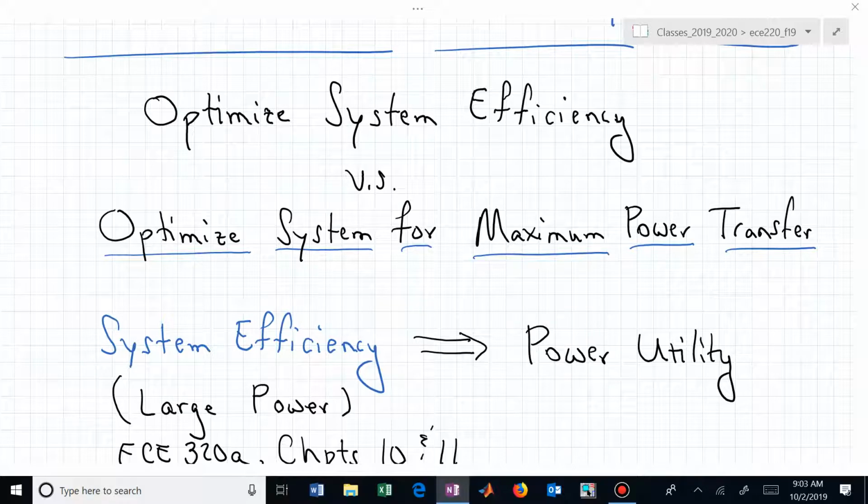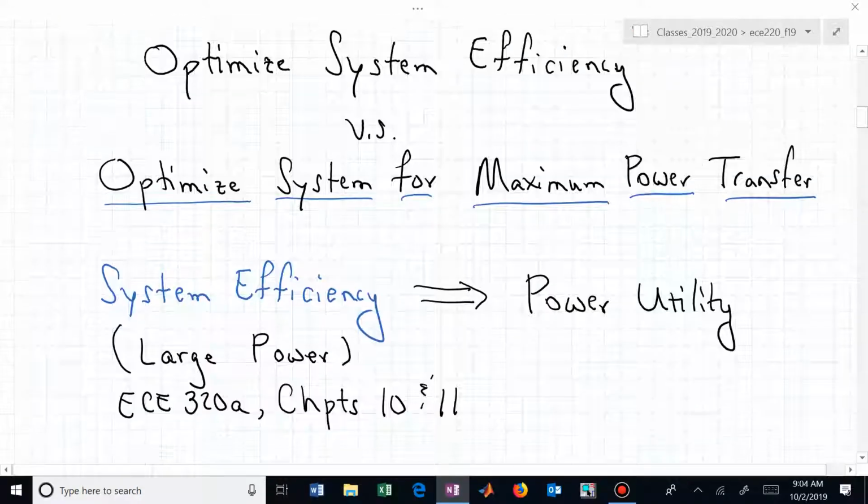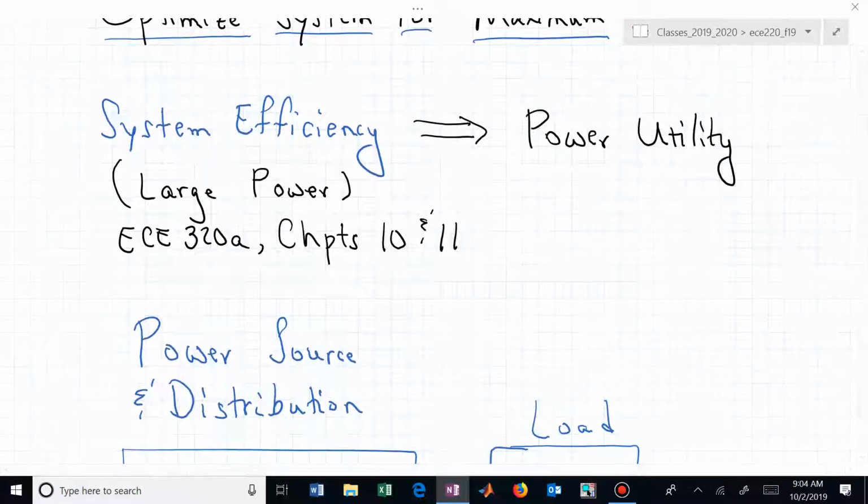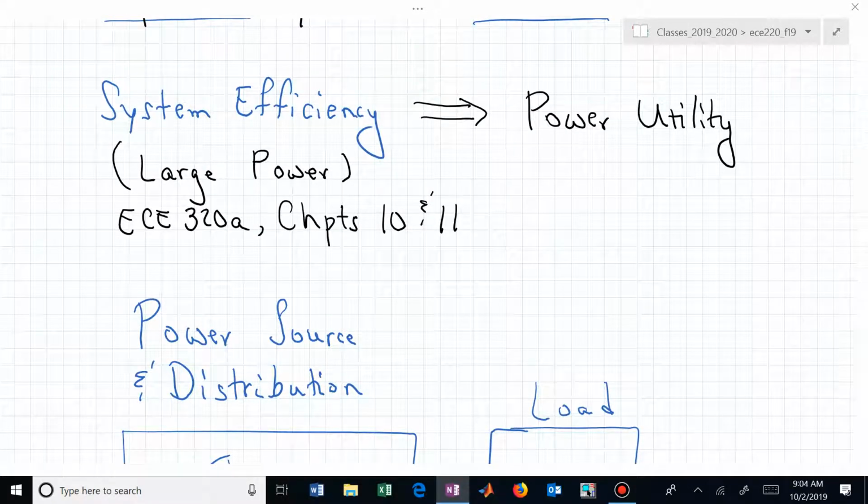Here are the 2 different scenarios for optimizing. We can optimize system efficiency, that's with large power systems, or we can worry about maximizing the power transferred to the load. Those are 2 different scenarios. I hope that by the end of this lecture, during this class, that you're aware of that distinction.